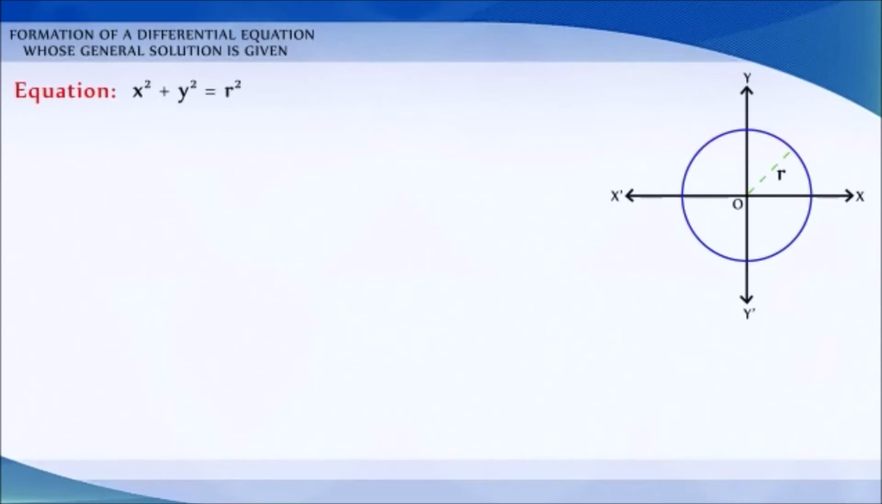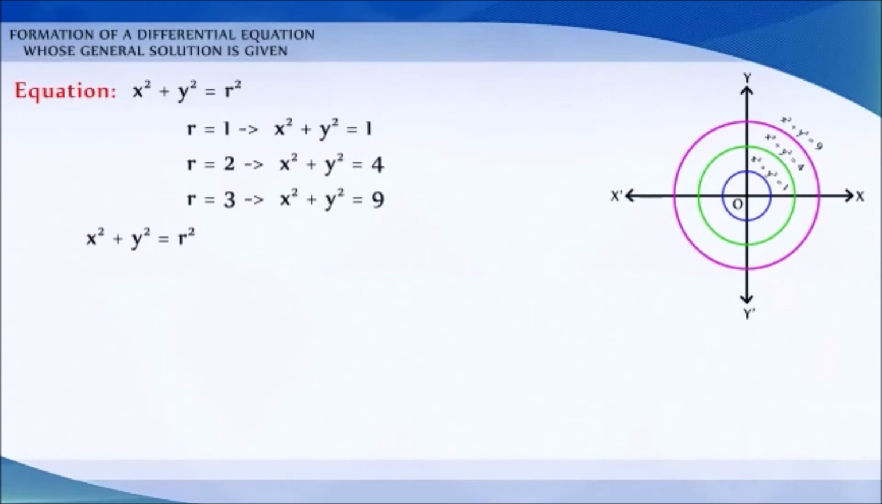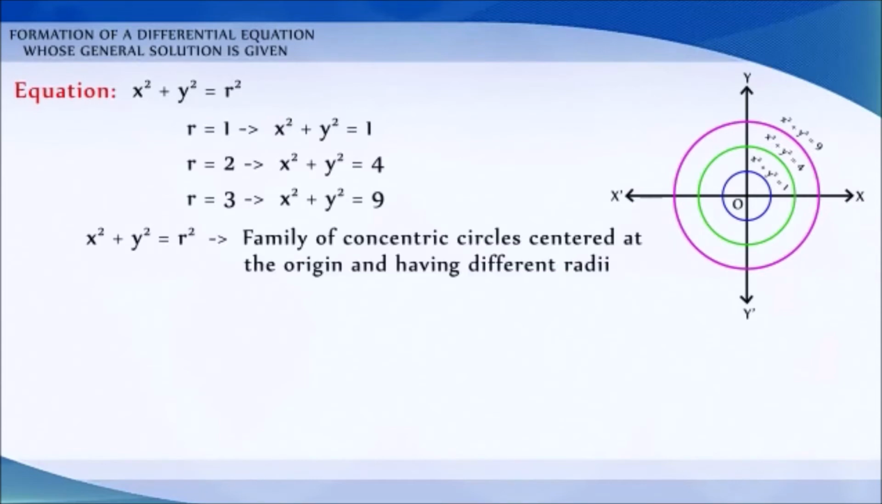Let us consider the equation x² + y² = r². By giving different values to r, we get different members of a family. That is, for r = 1, we get x² + y² = 1. For r = 2, x² + y² = 4. For r = 3, x² + y² = 9, etc. Therefore, the equation x² + y² = r² represents a family of concentric circles centered at the origin and having different radii.